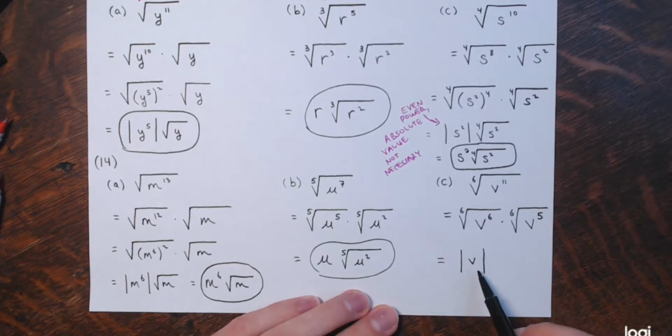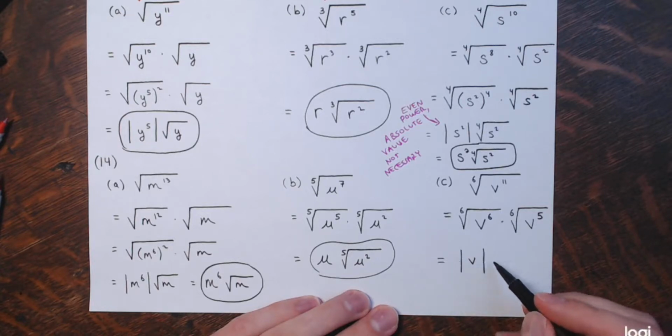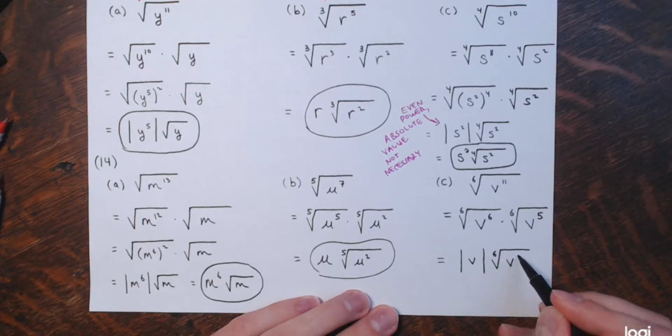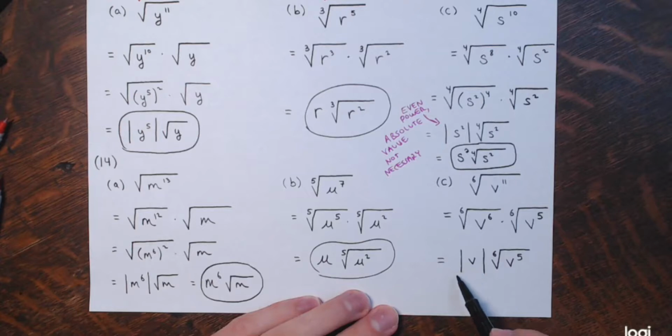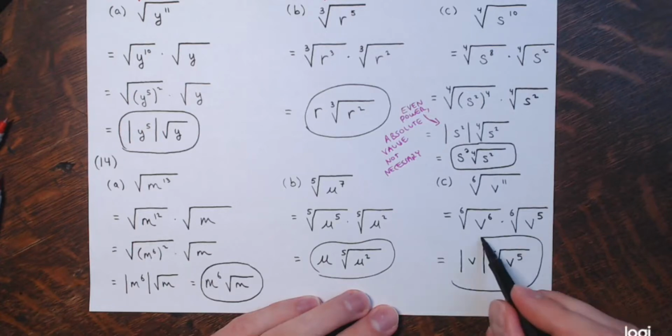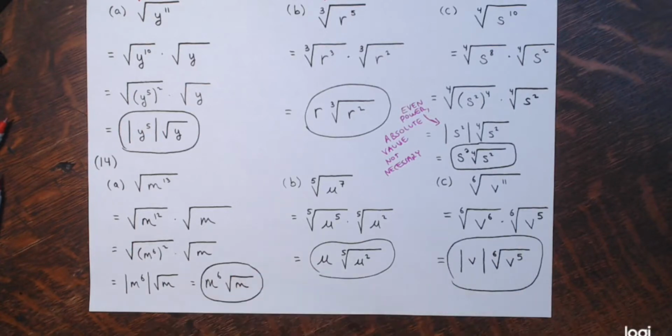And this time the absolute value is necessary because this is an odd power. Right, v to the first can be negative if v were a negative number, so I need to make sure it's not negative by taking the absolute value. Times the 6th root of v to the 5th. Right, so it's the absolute value of v multiplied by the 6th root of v to the 5th.